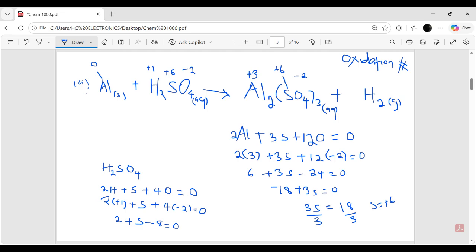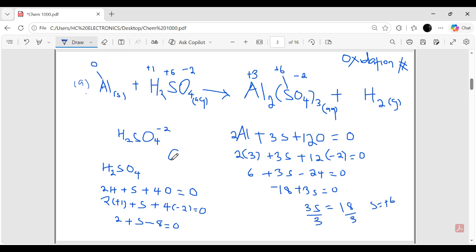How do we know that the overall oxidation state of the whole compound is equal to 0? For example, this is sulfuric acid. If you check, it doesn't have any power, say negative 1 or negative 2. That means this is a stable compound. There's nothing like a power of negative 2 here.